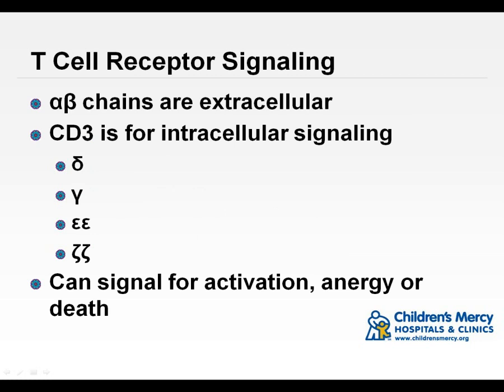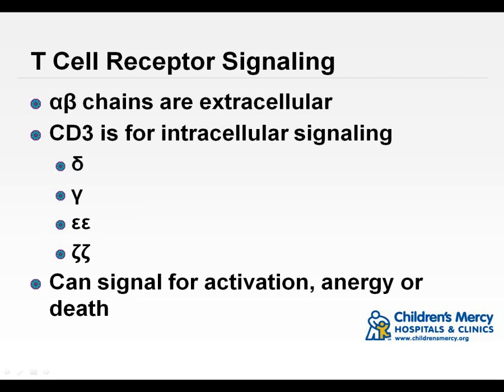Okay, so in and of itself, the T-cell receptor cannot act. The alpha and beta chains are both extracellular, and they really can't signal towards the nucleus. So it's always found in a complex, and the rest of the complex is made up of CD3, and that CD3 is responsible for the signaling. So CD3 is made up of a gamma chain, a delta chain, and 2 epsilon chains, and 2 zeta chains.